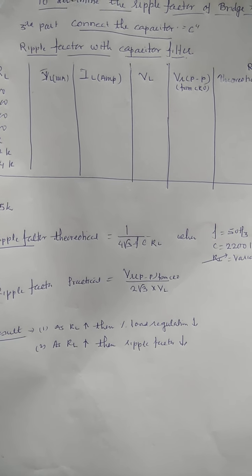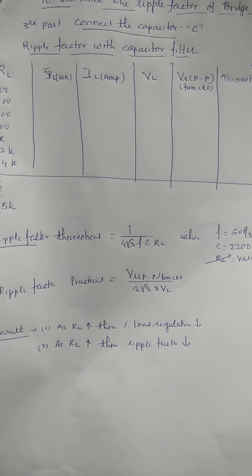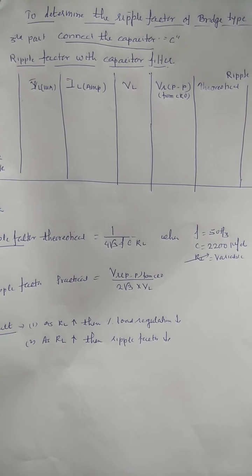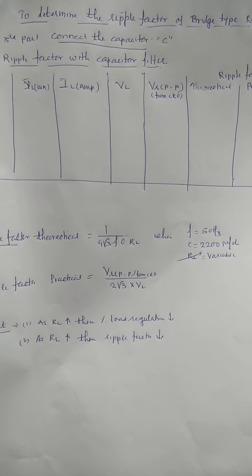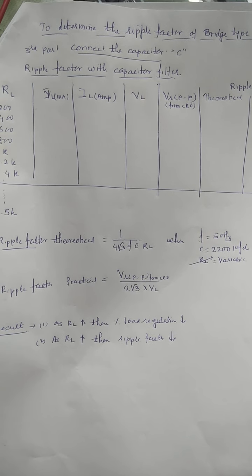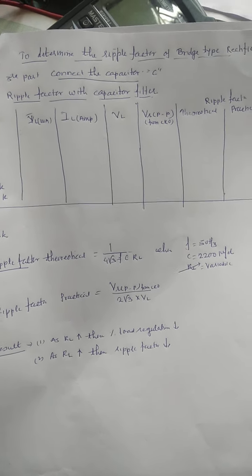V peak to peak. What is peak to peak? I will explain. Frequency is 50 Hertz. C is the value of the capacitance, 2200 microfarad, and RL is a variable. So these are the readings we are going to take.